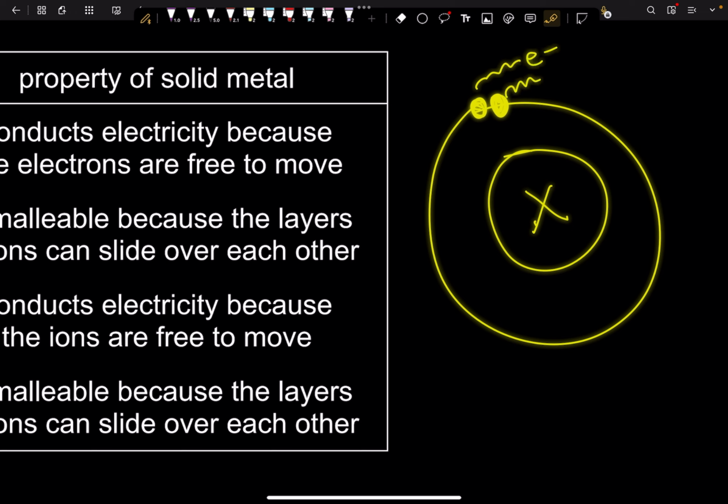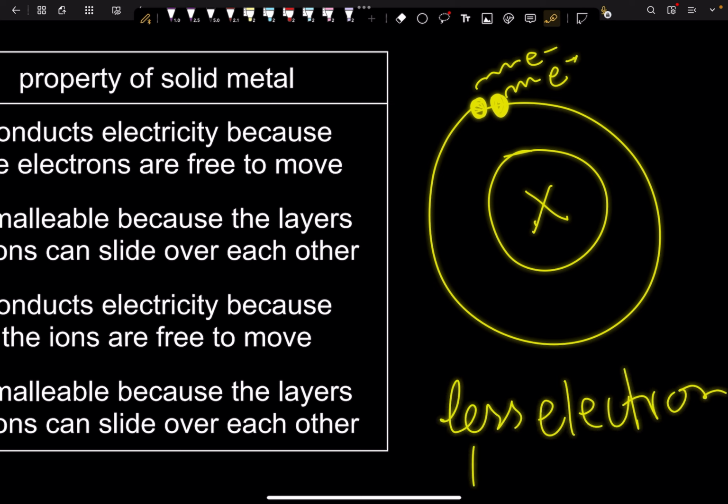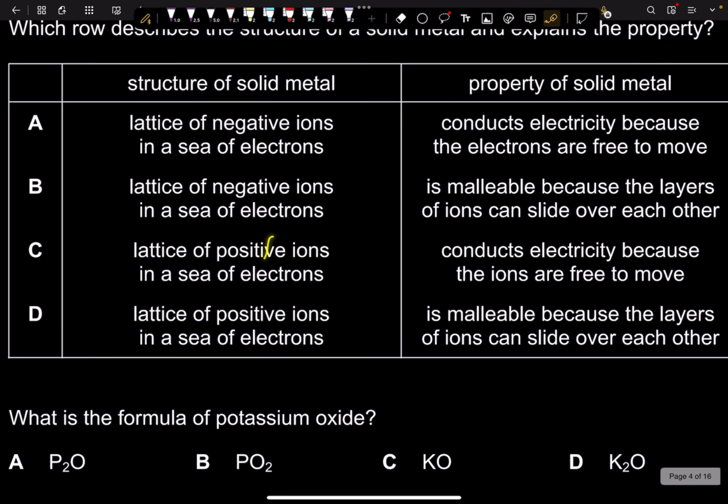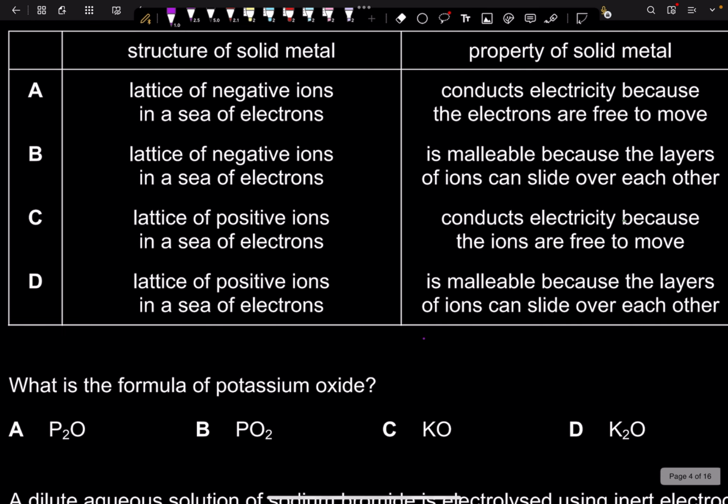Okay, these 2 electrons fly away or just move out, and when you have fewer electrons than protons, you form positive ions. For example, this one had 10 protons and 10 electrons, but now 2 electrons are gone, so it has 8 electrons and 10 protons, so it's a positive ion. So it has to be a positive ion in a sea of delocalized electrons, and it conducts electricity because of the electrons, not because of the ions. Always remember, in metals the ions are stationary, they don't move.